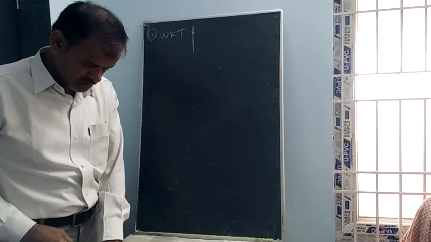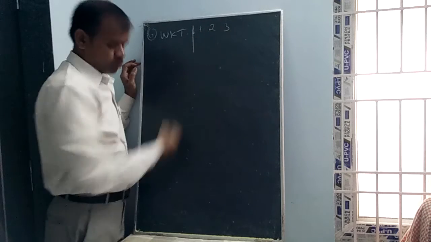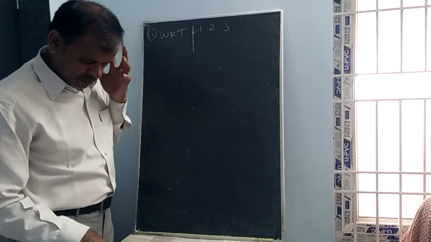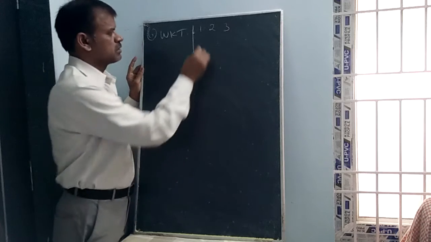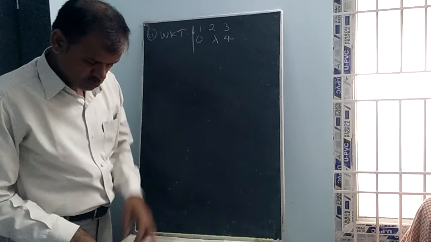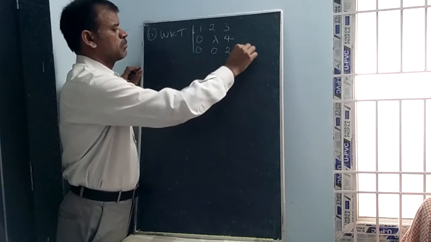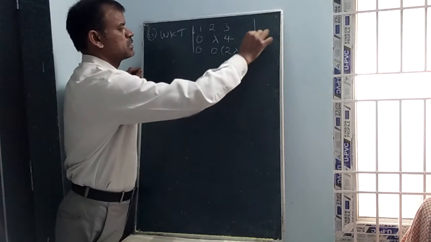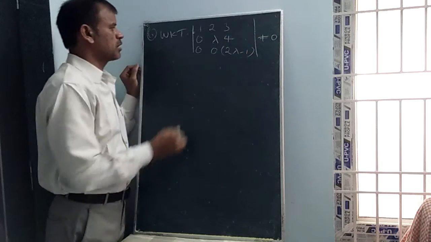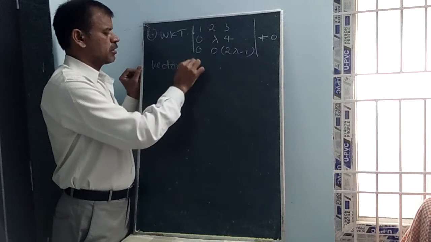A plus 2B plus 3C means 1, 2, 3. Using determinant: 1, 2, 3 and lambda B plus 4C. There is no A, so 0, lambda, 4 you write here. And next one, 2 lambda minus 1 into C: 0, 0, here 2 lambda minus 1. That's all. It is not equal to 0 because vectors are non-coplanar.